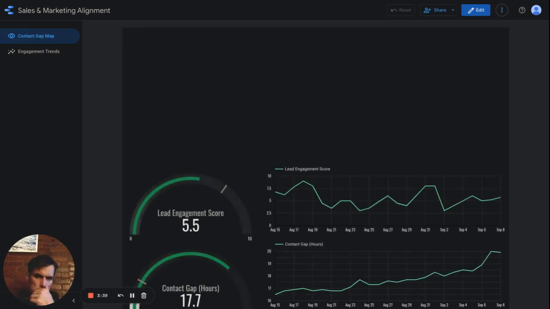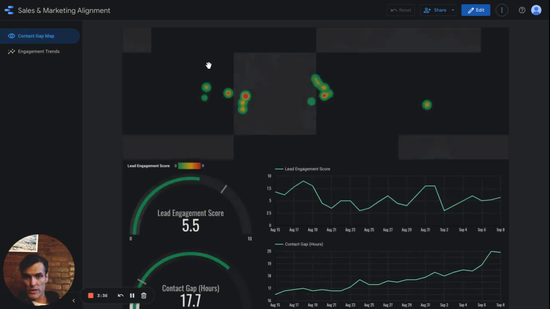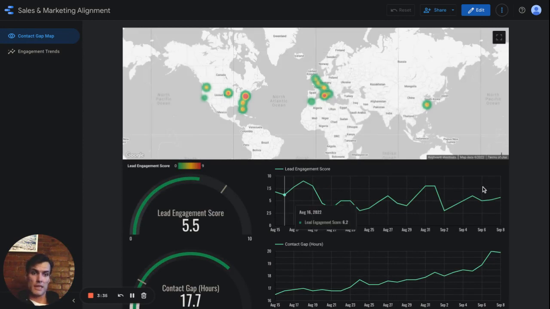Now, the lead engagement score, the first thing I'm noticing is that it is extremely variant, right? I'm seeing a gigantic range actually. It's going from as low as 3 to as high as 9. We need consistency to have efficiency. So I would be pushing my team to be engaging on a more consistent basis. I'd rather have a straight line of fives and sixes than superhero moments of 9 followed by long and deep troughs. Similarly, the contact gap seems to be getting worse and worse over time.